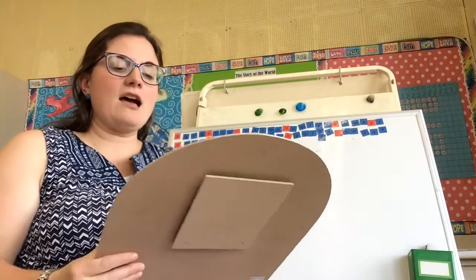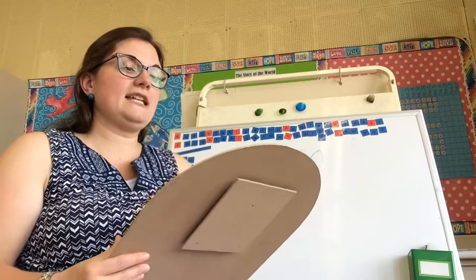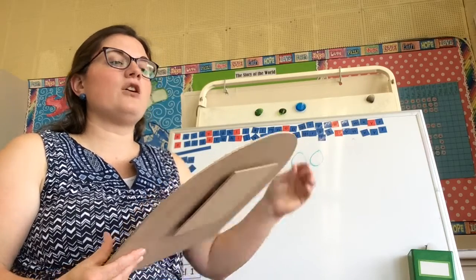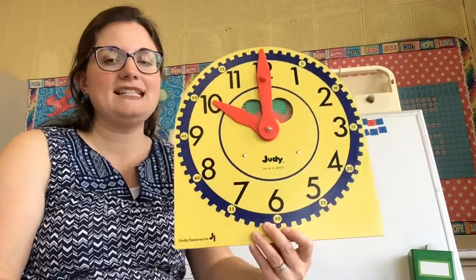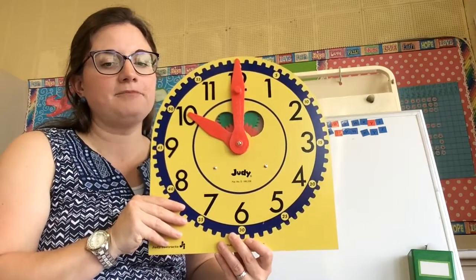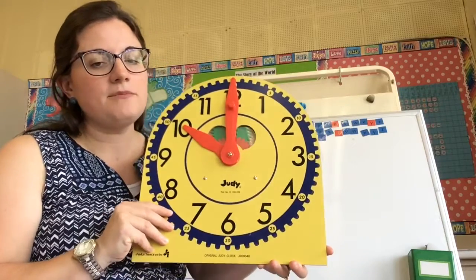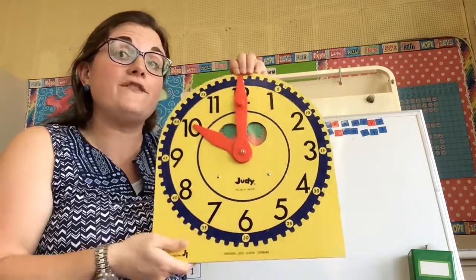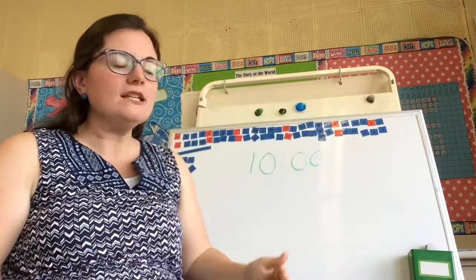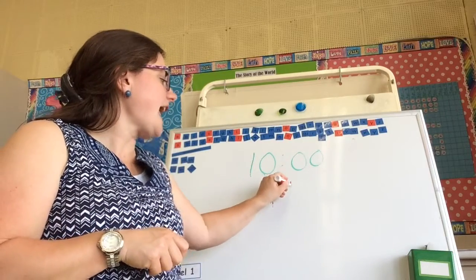So we know the hour hand is at the 10, the small hand is at the 10, and for o'clock, the large hand is at the 12. So this is 10 o'clock, okay? Now this is the start time, and I'm going to say that we are going to go on a field trip, and the field trip is going to take us 4 hours.